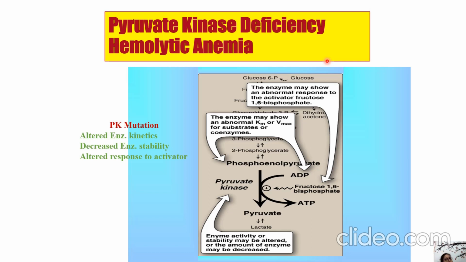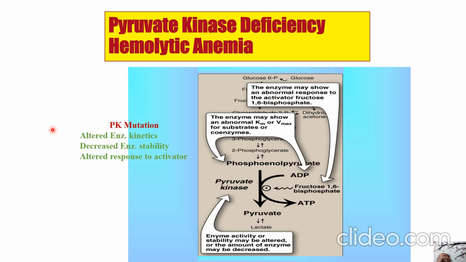Now, what happens when there is a pyruvate kinase deficiency? It can cause hemolytic anemia. Here the enzyme may show an abnormal Km or Vmax. We have also discussed the Michaelis-Menten equation in one of the previous classes. So the enzyme may show an abnormal Km or Vmax for substrates or coenzymes, and an abnormal response to the activator fructose 1,6-bisphosphate.